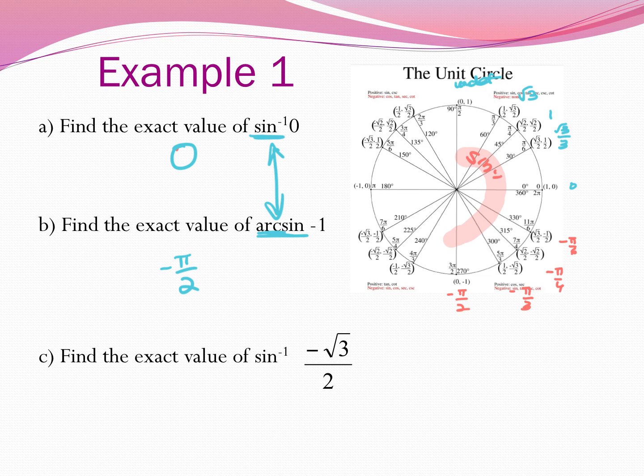Last one, sine inverse of negative root 3 over 2. Where on my restricted unit circle is sine negative root 3 over 2? Negative pi over 3. So again, for sine, we're looking for the y. Not the WHY, like big picture. Y as in y coordinate.